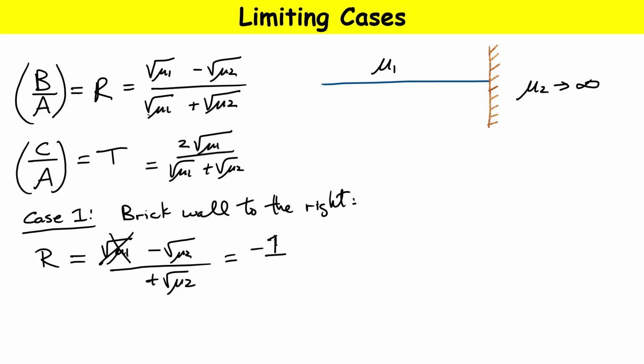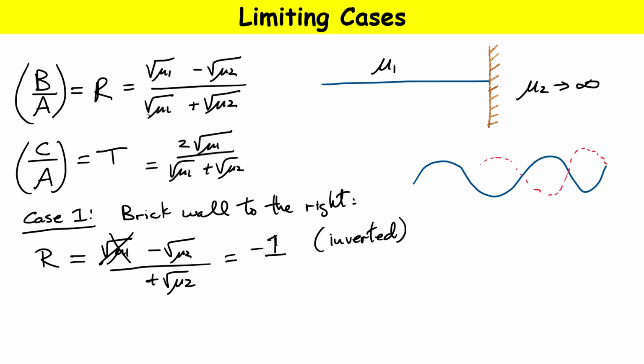Well, what does this mean here? This means that the reflected wave is inverted. So this is what it would look like in a diagram here. What you would have is an incident wave that strikes the wall, and the reflected wave now is inverted. The amplitude is exactly what the incident was. It's just out of phase by 180 degrees. Right? B is minus A.